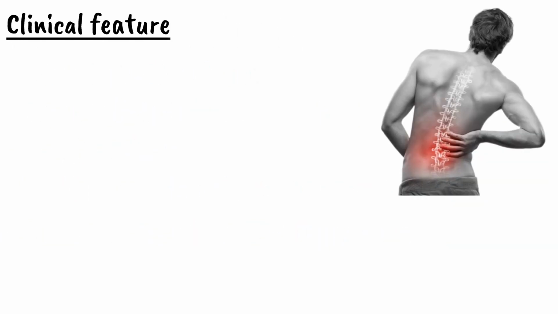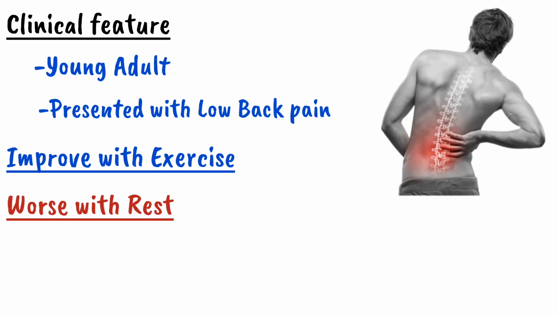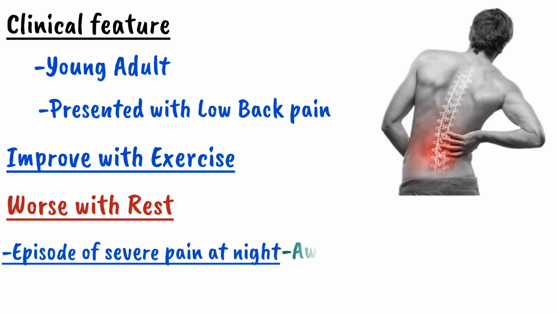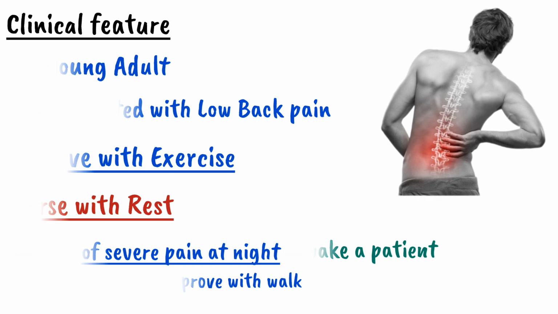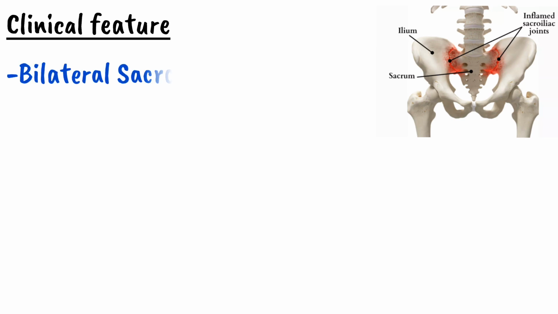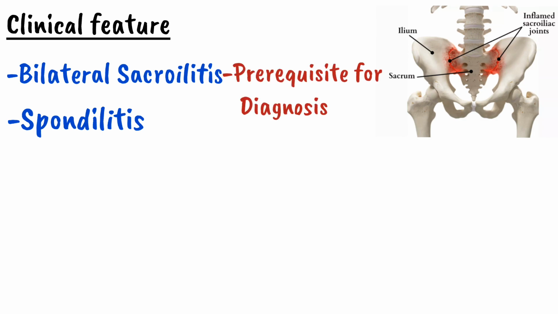So what are the clinical features of ankylosing spondylitis? The ankylosing spondylitis patient will be a young adult who presents with low back pain. The patient's back pain will improve with exercise and worsen with rest. Remember that the patient usually has an episode of severe pain at night, and it awakens the patient from sleep. On awakening, when the patient walks or does some exercise, the pain will subside. The patient will have bilateral sacroiliitis and spondylitis. Remember that bilateral sacroiliitis is a prerequisite for the diagnosis of ankylosing spondylitis.